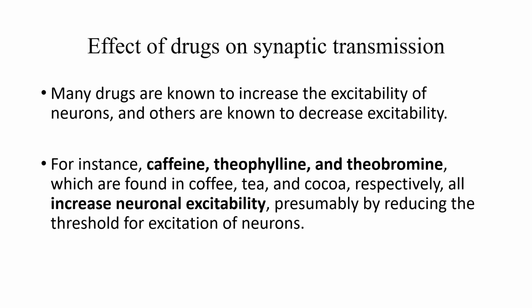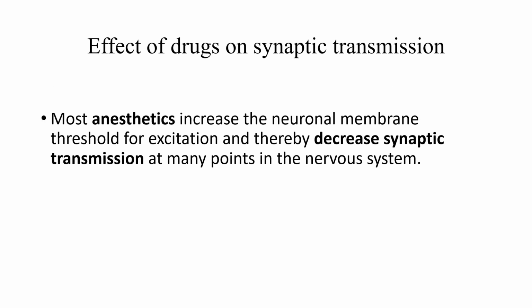You know that caffeine in coffee, theophylline in tea, and theobromine in cocoa can change the neuronal excitability by reducing the threshold for excitation of neurons. Also, some anesthetic medications can increase the threshold for excitation of neurons, resulting in decreasing of synaptic transmission.